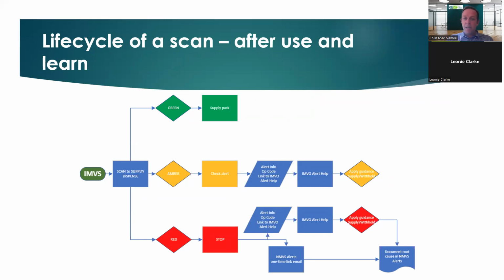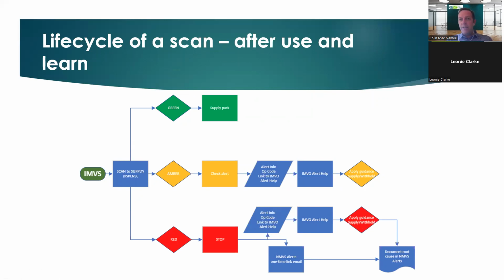If you get a red alert, that means there is some degree of mismatch associated with the data within the system. You need to stop because that alert needs to be checked and investigated prior to a pack being supplied. So the first thing on the top row, you will see exactly the same. The alert information and the operational code comes through your FMD software with the link to the IMVO alert help. You click on that link, you get to the IMVO alert help. Like I said, I'll walk through that in a second. And you apply the guidance.